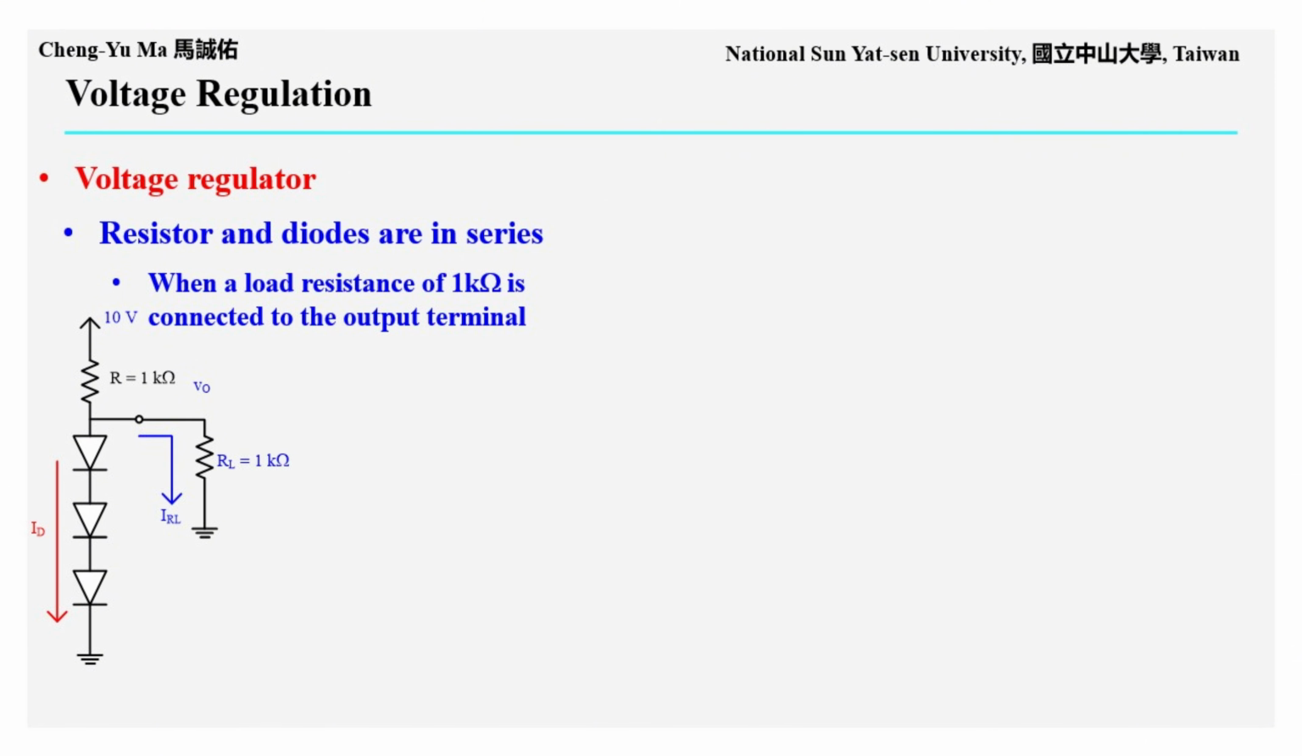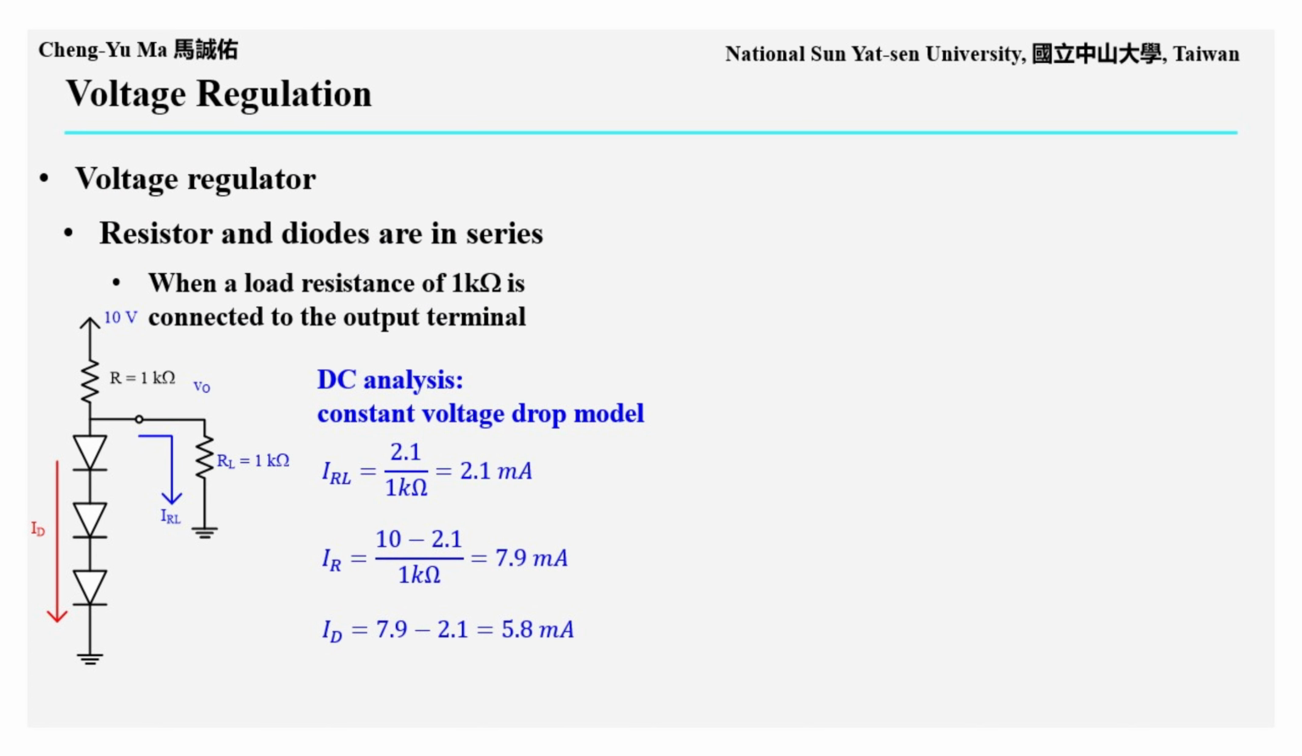Next, let us see what happens when a load resistance, RL, is connected to the output terminal of this voltage regulator. Again, we begin with DC analysis. After RL is connected to the output, current flows from the output terminal into the load. This load current is IRL equals 2.1 volts divided by 1 kilo ohm, which is 2.1 milliamps.